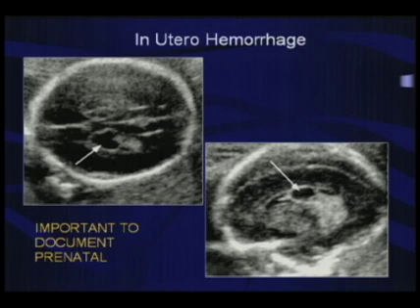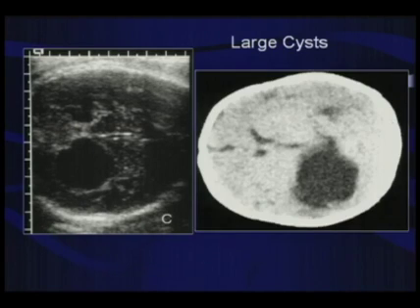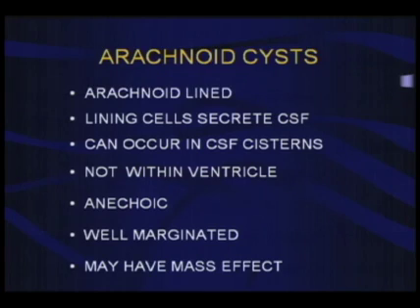These are about 30 weeks, so you see a cyst here, and these are cases of in utero hemorrhage that finally developed into a cyst. Finally, the large cyst I showed you is neither of those. In fact, here's the CT after delivery, and this was an arachnoid cyst.